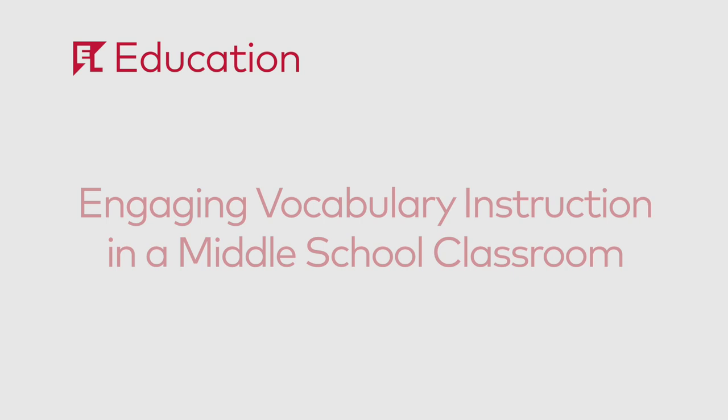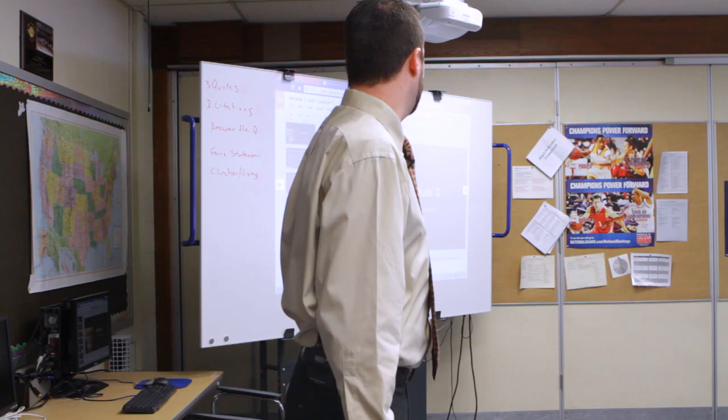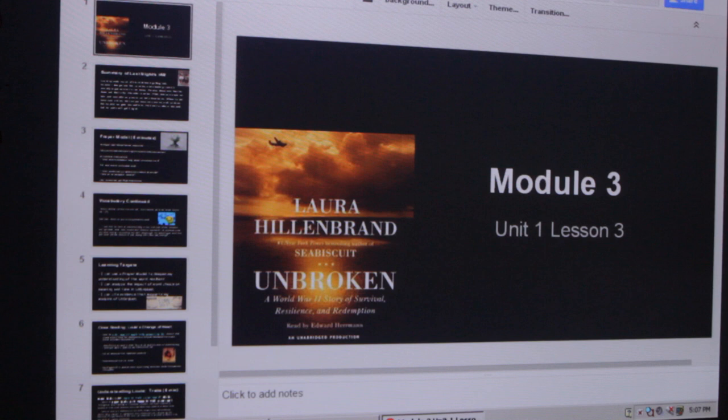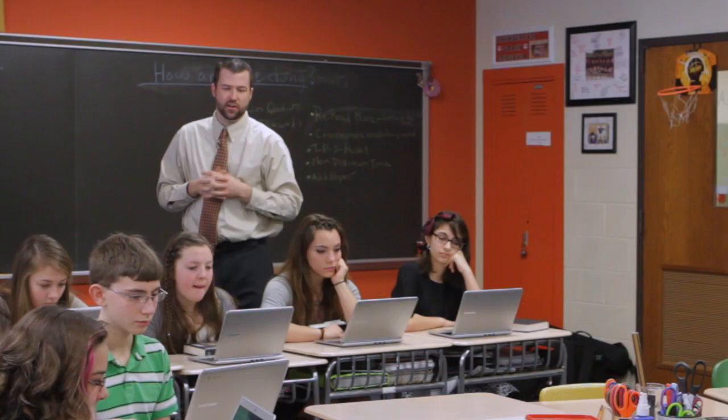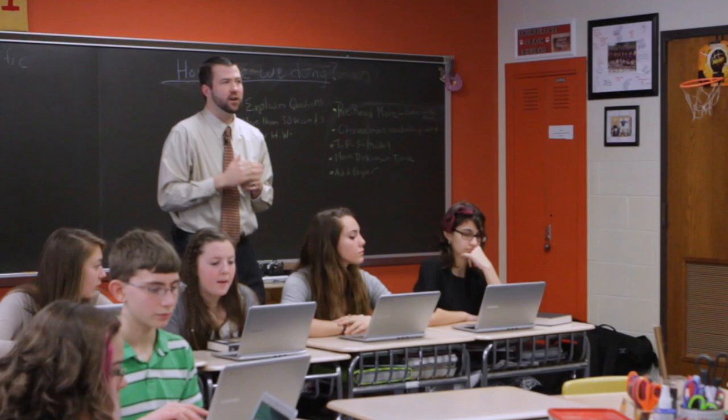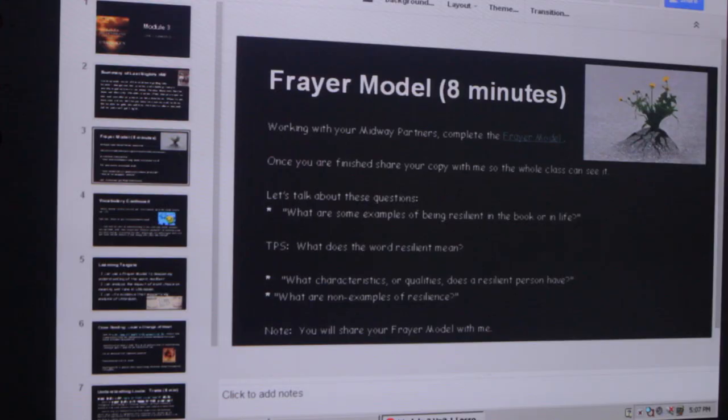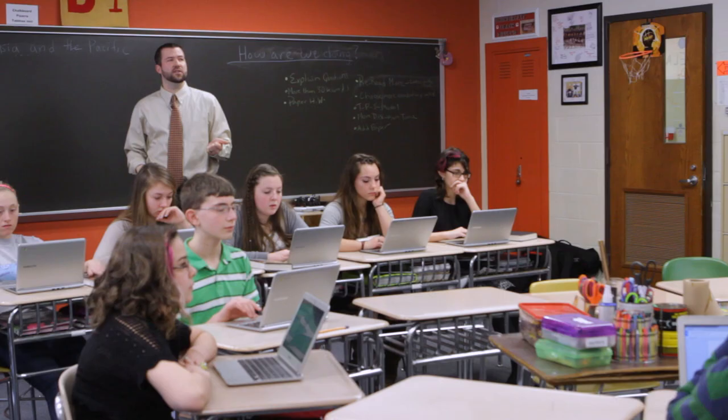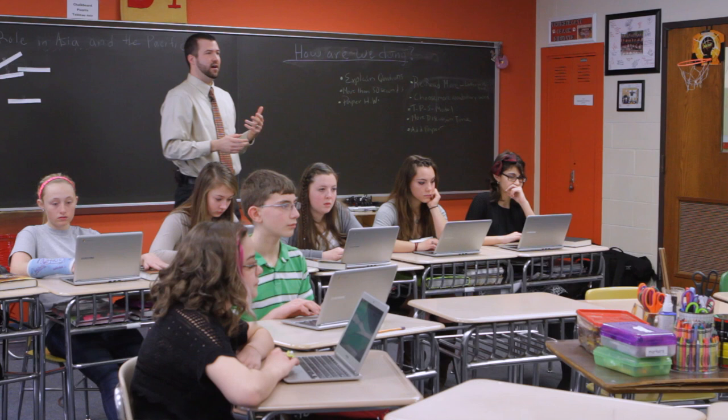You could open up module 3, unit 1, lesson 3. So what we're going to look at is a Frayer model today, and we're going to talk about the word resiliency. You're going to work with your midway partner. If everyone could go ahead and open up the Frayer model link. We've worked with the Frayer model before. We're going to think, pair, share for the definition, characteristics, examples, and non-examples of the word resiliency.